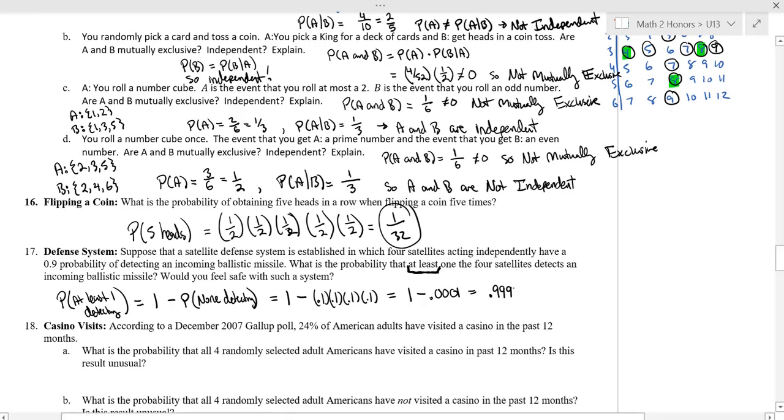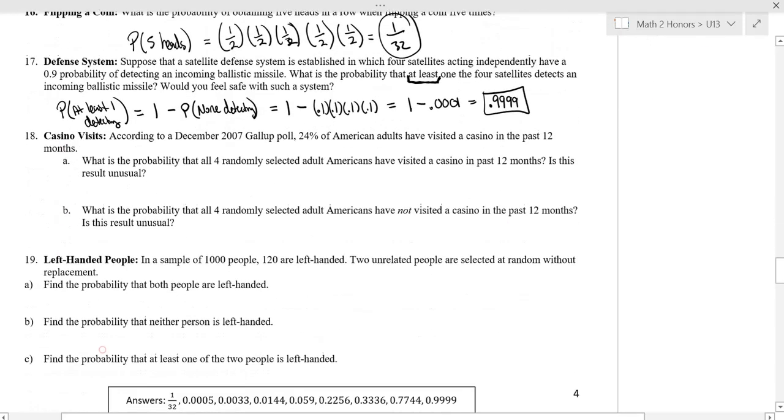Oh, one more 9, sorry. So we're pretty safe to say that it's going to be detected.